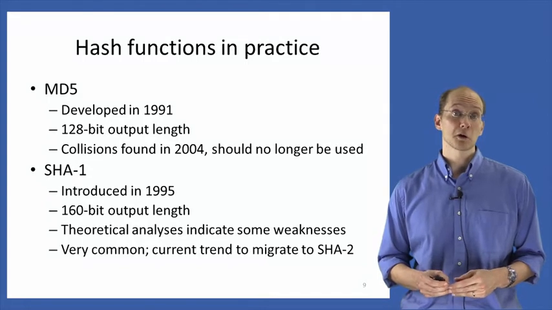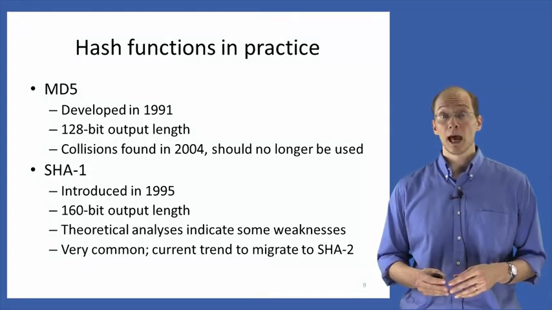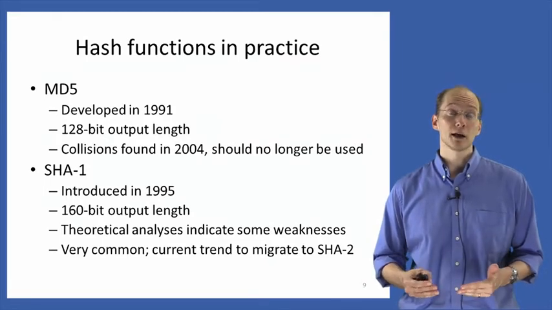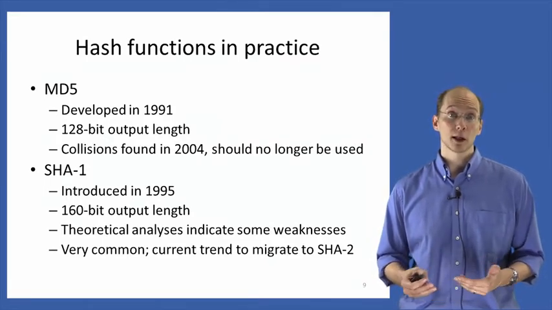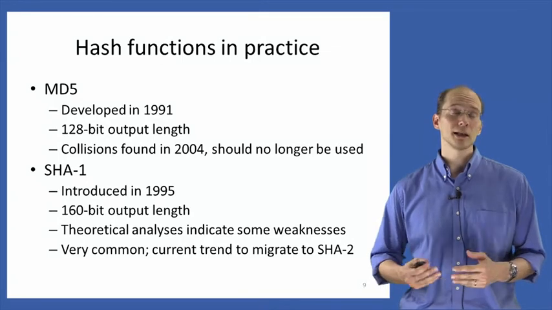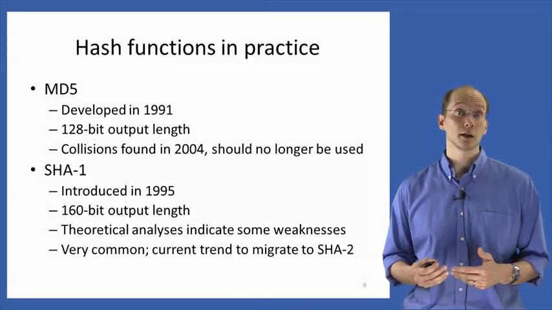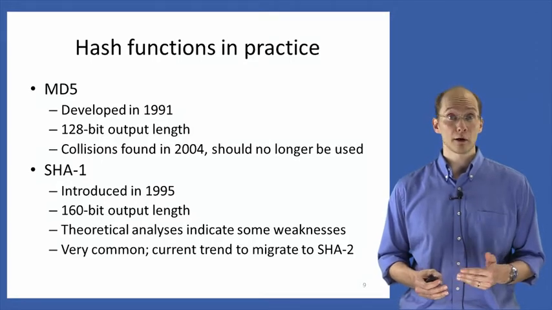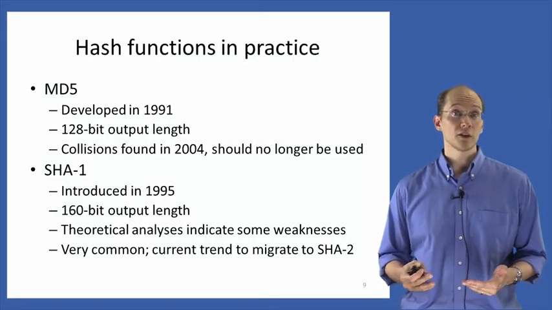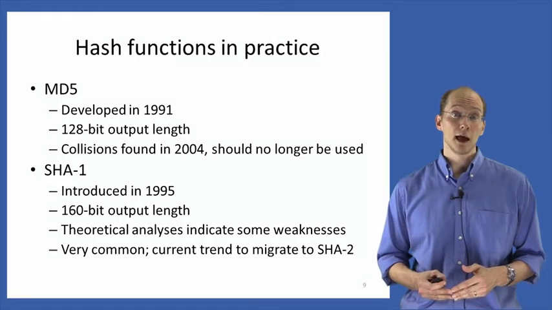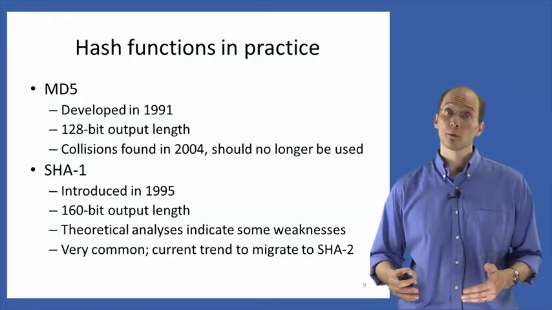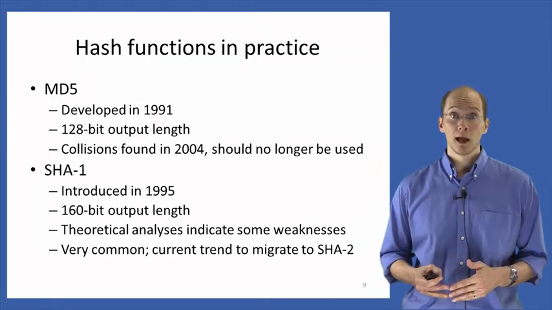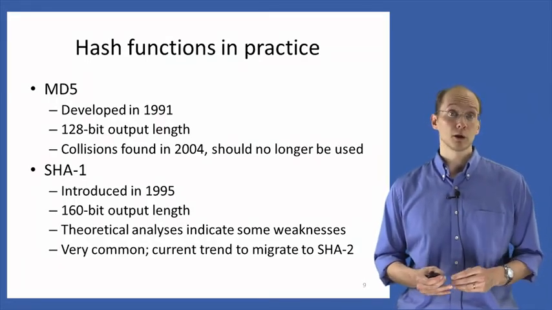MD5 was a hash function developed in 1991, and it has a 128-bit output length. The output length alone would be considered too short for modern-day security applications, but independent of that, it turns out that MD5 is no longer secure at all. Collisions in MD5 were found in 2004, and since then, the time required to find collisions has only gotten better and better, to the point where now it's possible to find collisions in a number of minutes. And so MD5 should no longer be used.